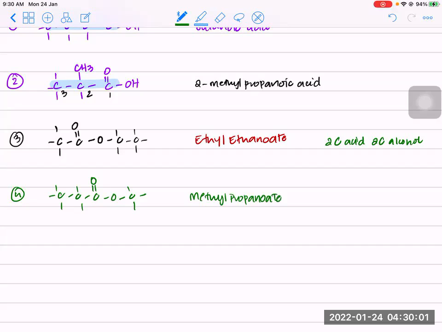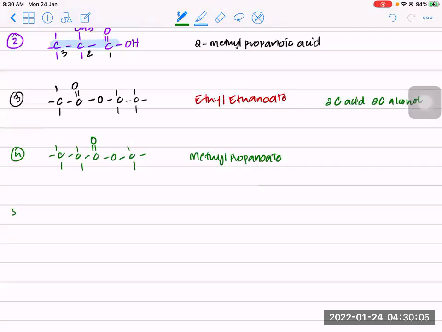You can also do what? 3 carbon alcohol, 1 carbon acid. So let's see. So this right here is what? Propyl methanoate. So this is also an ester.